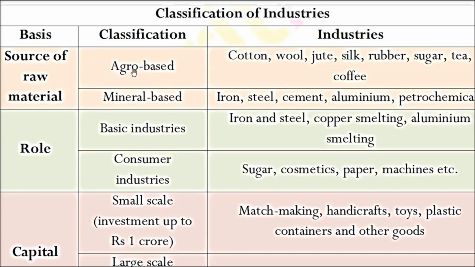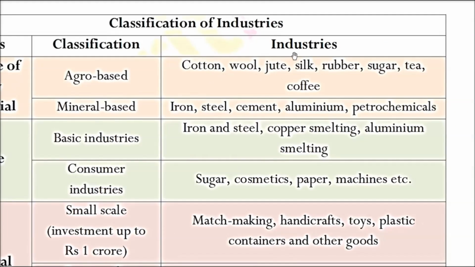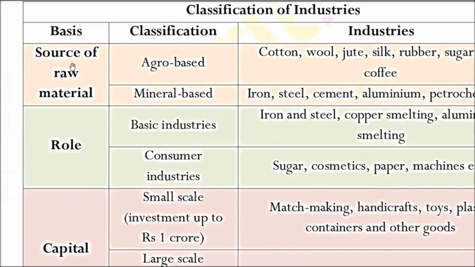The raw material may come from agro or agriculture, or it may be mineral based. When we talk about agro based, the raw material is coming from agriculture. The industries will be cotton, wool, jute, silk, rubber, sugar, tea, coffee. All these are produce coming from agriculture. And when we talk about mineral based, the raw materials are actually minerals. So iron, steel, cement, aluminium, and petrochemical industries want the raw material as minerals. So these are based on the source of raw material.